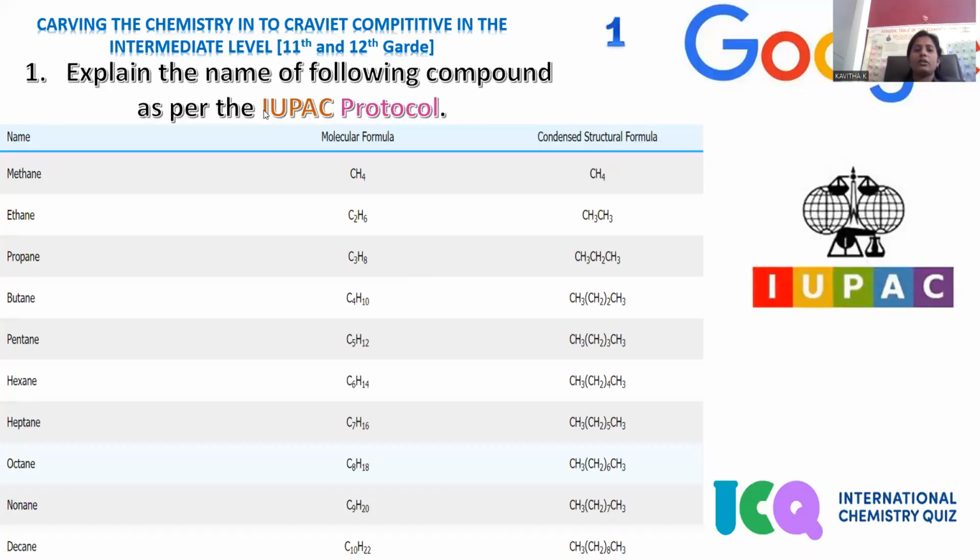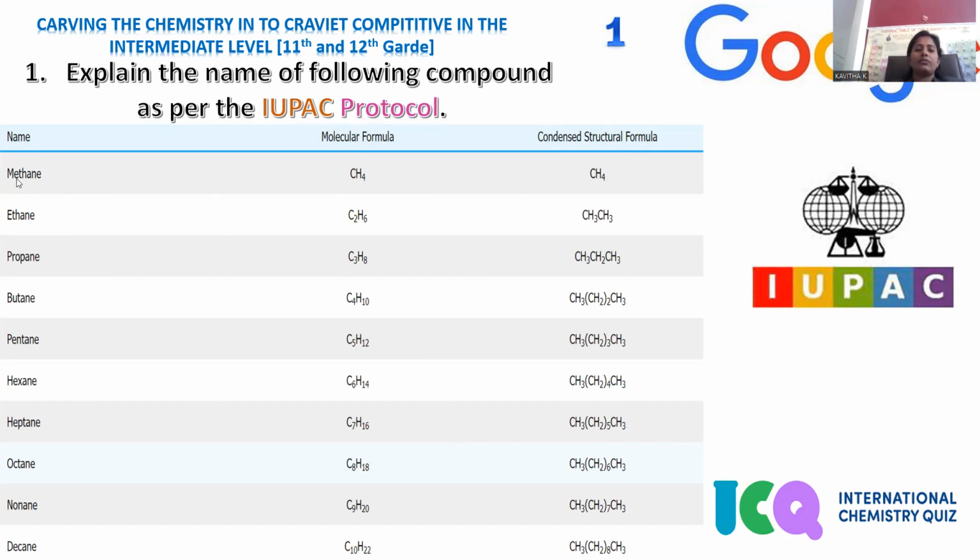Let's discuss question number 1. Explain the name of the following compounds as per the IUPAC protocol. IUPAC stands for International Union for Pure and Applied Chemistry. As per the IUPAC protocol, certain compounds are provided and we need to give their distinctive naming. Here the name of the compound, the molecular formula, and the condensed structural formula are provided.